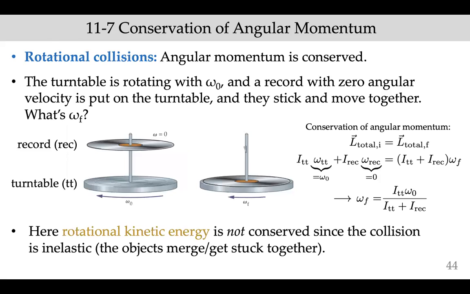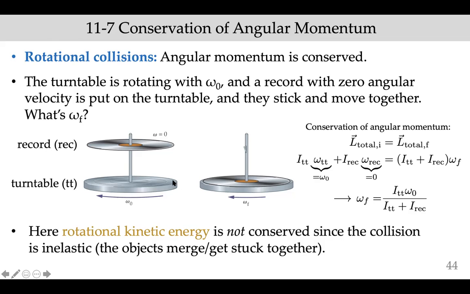Okay, so now we can move to rotational collisions. We learned about angular momentum. We talked about conservation of angular momentum, just like in the linear case. And the last thing that we did in the linear case was collisions. Now here we will do rotational collisions. What does it mean? What is an example of a rotational collision?